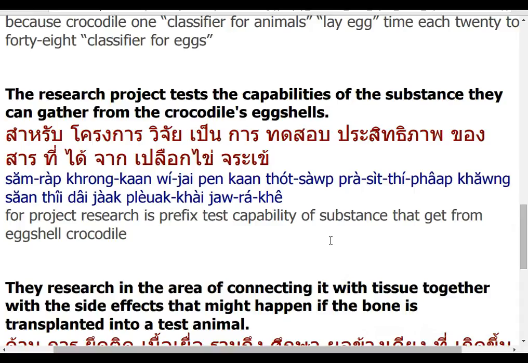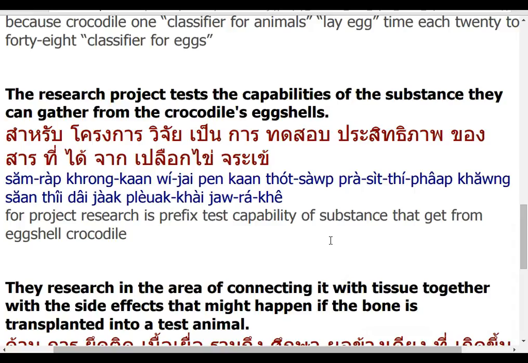Take your time learning every word. Break down the pronunciation. The research project tests the capabilities of the substance they can gather from the crocodiles' eggshells. Let's do it. The research project tests the capabilities of the substance they can gather from the crocodile's eggshells.